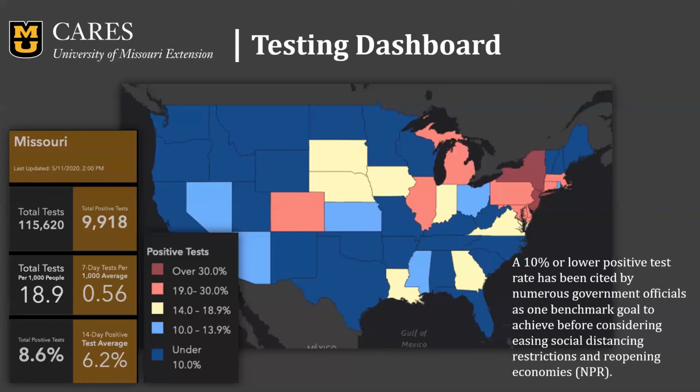But you can see the total positive tests for the state is at 8.6%. And the 14-day average, which is the White House guidelines, they want to see the average for the last 14 days below 10%. So we definitely hit that mark at least. We are 6.2% in the last 14 days. But again, we're not testing enough. So Sam, if you can go to the next slide.